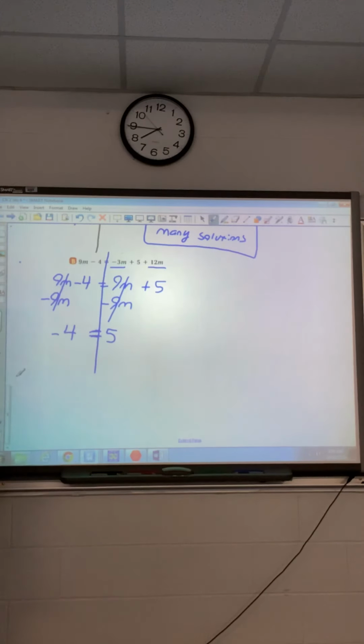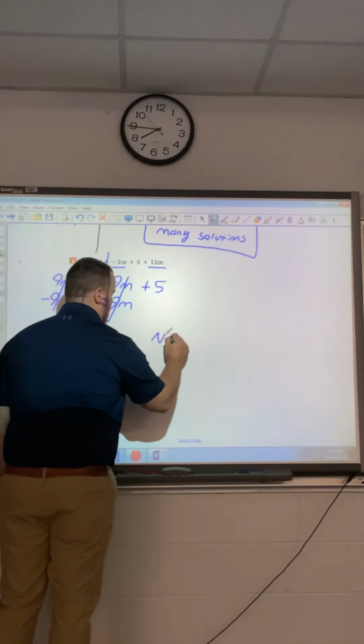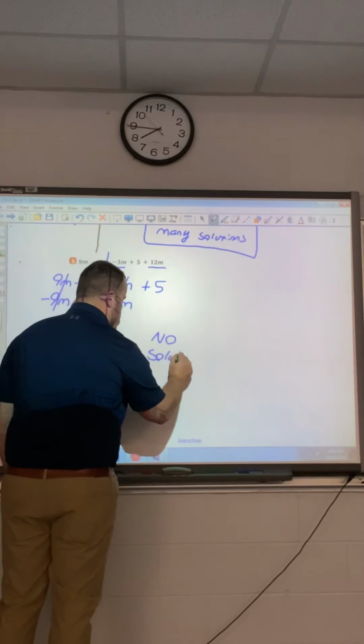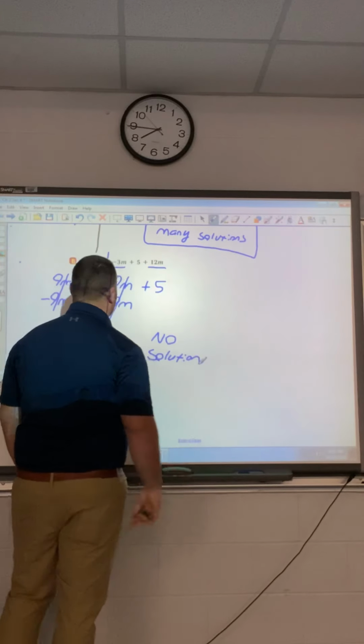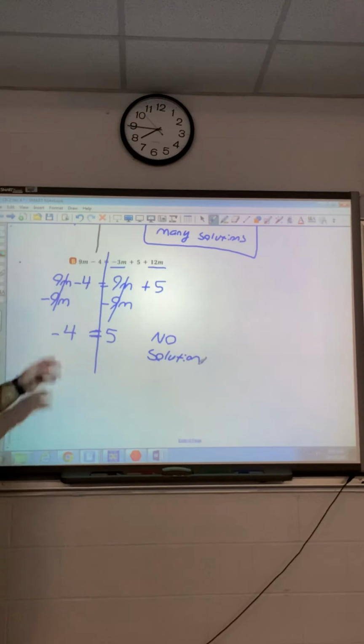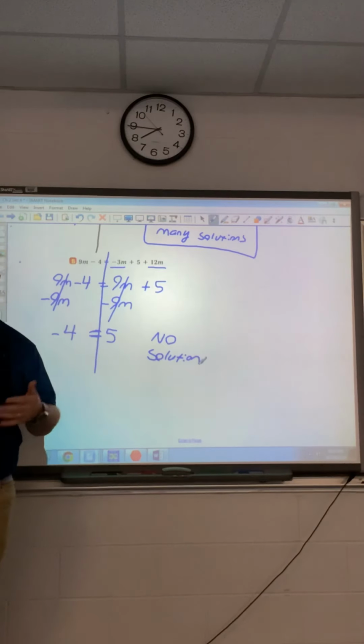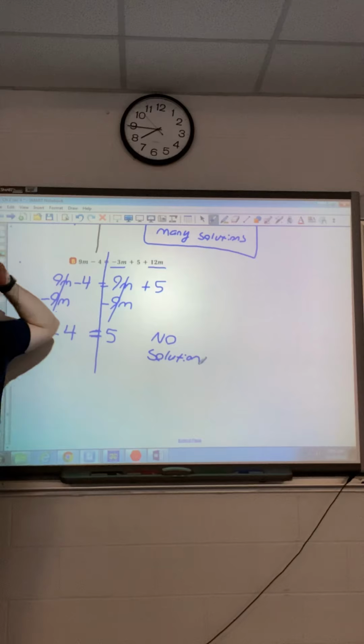Does negative 4 equal 5? No, that doesn't make any sense, does it? Negative 4 equals 5. That makes no sense. So guess what this means? In the last one, there were infinitely many solutions. So in this one, there's going to be no solution. If you ever cancel out your variables and you get two things on each side of the equal sign that are not actually equal, that don't make sense, then it's going to be a no solution problem. Okay, cool with that?